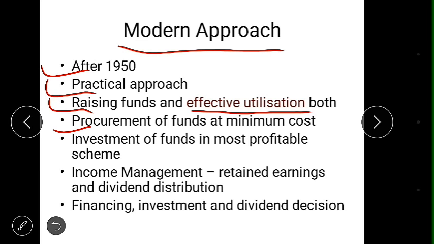Procurement of funds at minimum cost. So you have to raise the funds, but you have to raise the funds at minimum cost. आपको कम से कम खर्चा करना है बिजनेस में पैसा लाने के लिए. Investment of funds in most profitable scheme. Modern approach gives an idea about investment of funds in most profitable scheme. Income management, retained earnings and dividend distribution, that we have already understood. Financing, investment and dividend decision. So modern approach gives idea about these activities also.